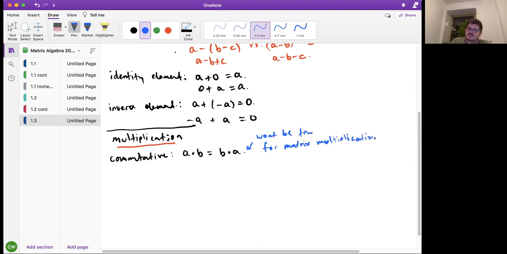Whenever we define that, it may not even be this class, the next class. But that's kind of the big thing to drill into your mind, that this is not true for matrix multiplication.